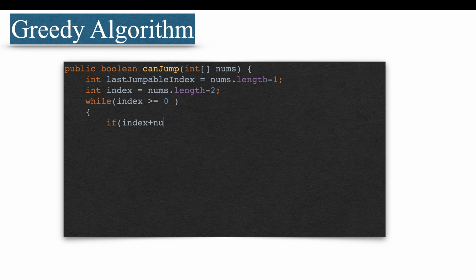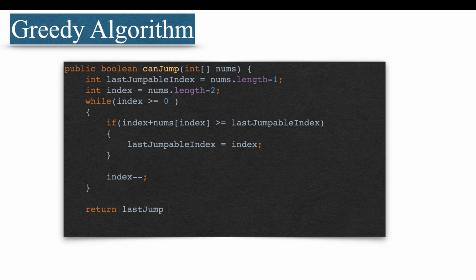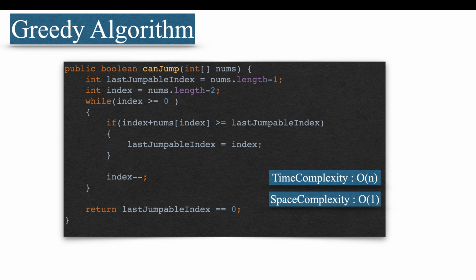On every iteration, we check whether the current index plus the jump from that index is greater than or equal to the last jumpable index. If so, we just update the last jumpable index as the current index. On each iteration, we decrement the index. Once we are done with the while loop, we check whether the last jumpable index is equal to 0. If it is 0, we return true, otherwise we return false. That's it. So the time complexity is linear. We are just traversing from n minus 2 to the 0th index, and the space complexity is constant.